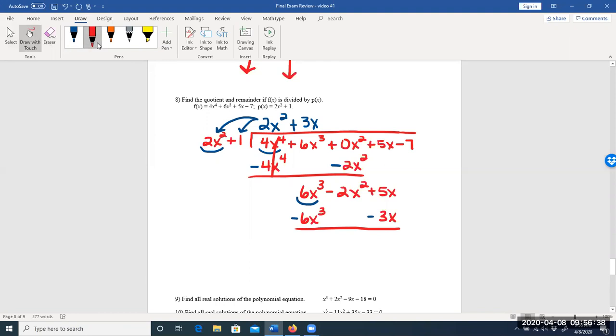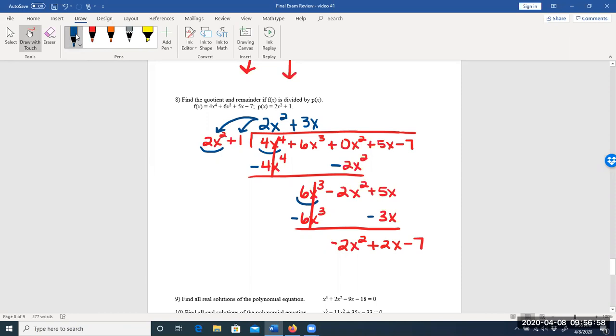6x cubed plus a negative 6x cubed is 0. The negative 2x squared just gets dropped down. I'm not doing anything to it. And 5x plus a negative 3x is 2x. Now I have to do this one more time.